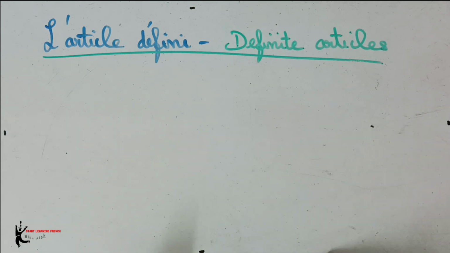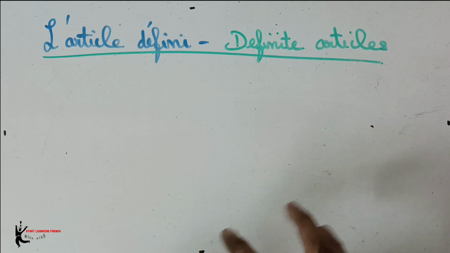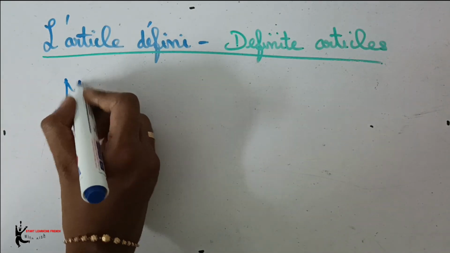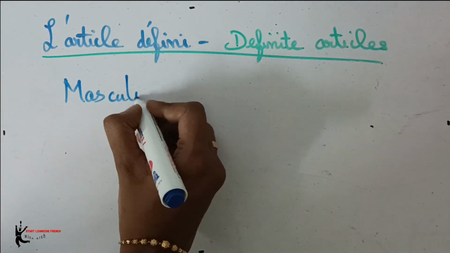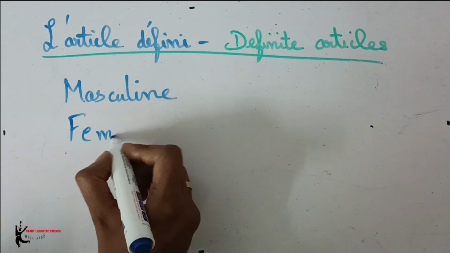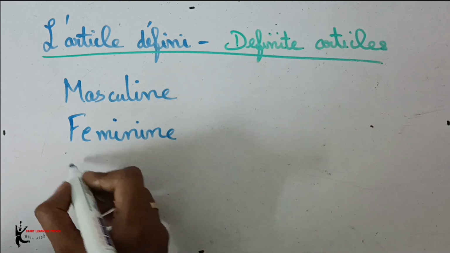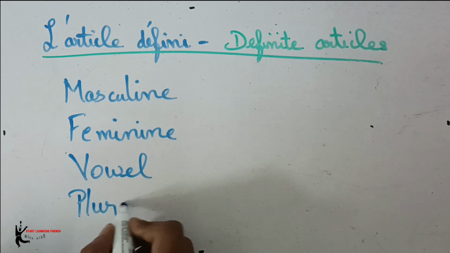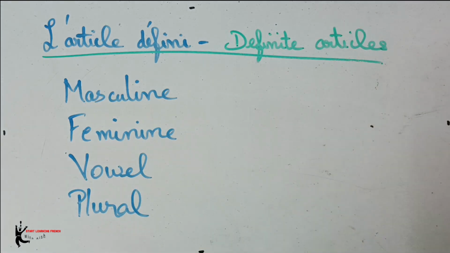So in French, each and every word has a gender, as a gender separation. So according to the masculine gender, the word is divided into masculine, feminine, vowel, and plural form. Because each and every word in French has a gender.